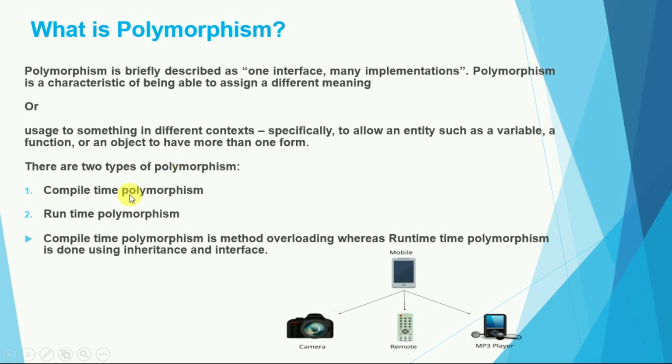First is compile time polymorphism, and second is runtime polymorphism. Compile time polymorphism is also called method overloading, whereas runtime polymorphism is done by using inheritance and interface.